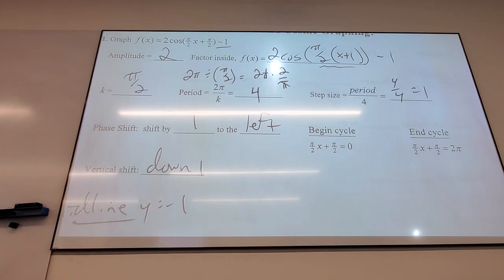When does it end? What's the period of cosine? 2 pi. So if it starts at 0, it's going to end at 2 pi. So when the inside is 2 pi, that's when it's going to end.